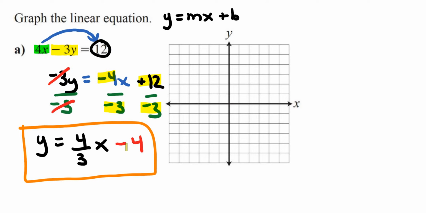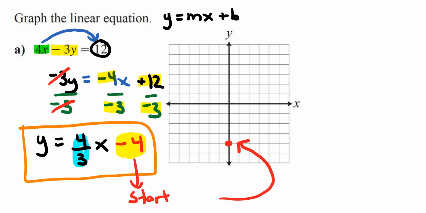So this negative 4 right here is my y-intercept, and that's where you're going to start, right? This is where you start. So when you're graphing, you always want to look for your y-intercept. If I go to my grid here, that's going to be roughly about here. So that's my starting point right there, which is negative 4. And then my slope is 4 over 3, right? So my rise is 4 and my run is 3.